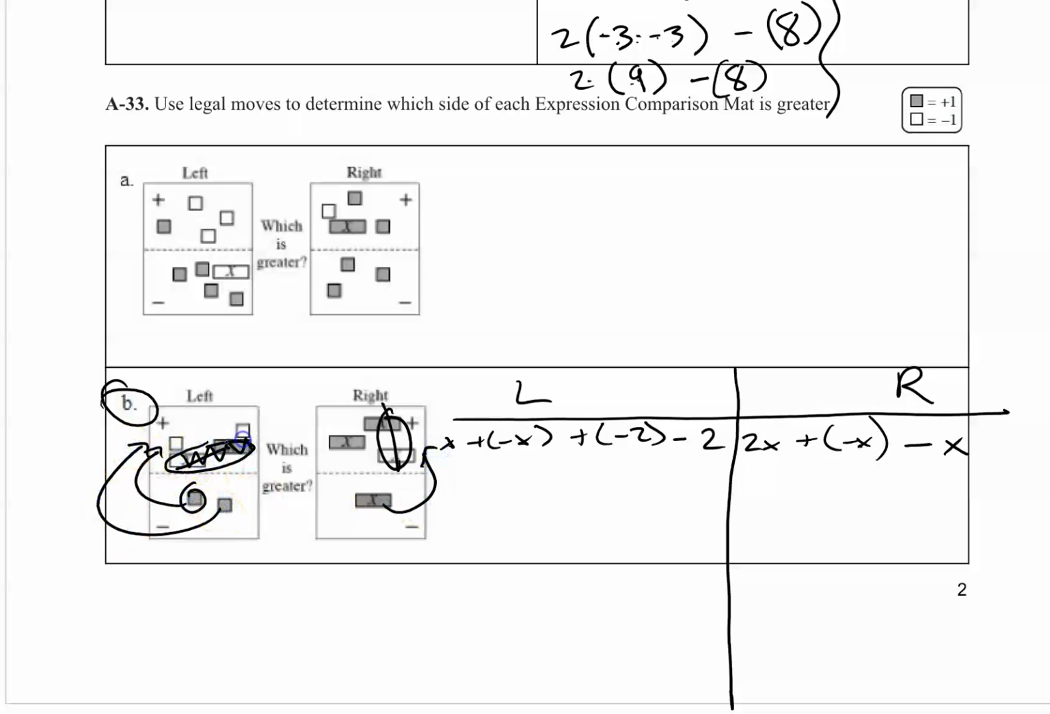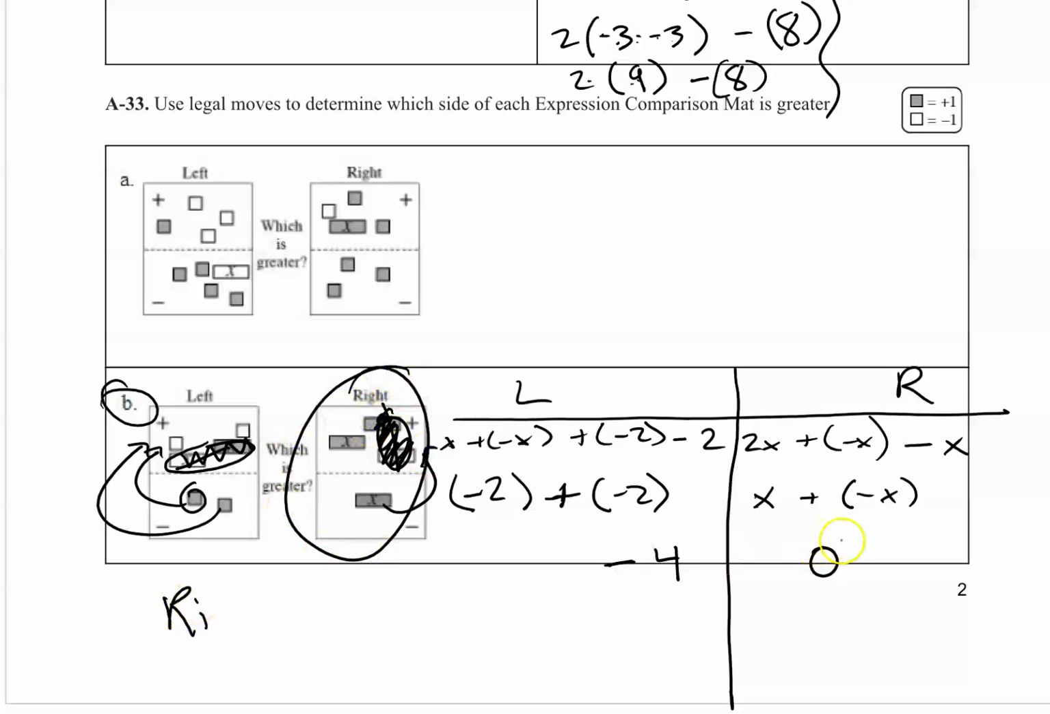So these 0 pairs are gone, and we have negative 2 plus, when these come up to the plus region, it's now plus negative 2. Over here on the right, the 0 pair dropped out, so we have x plus, this gets flipped to become negative x. All right, now x plus negative x, a number plus its opposite, that's 0. Over here we have negative 2, adding on negative 2, that makes negative 4, like 4 white tiles, right? So you can see that the right is greater. 0 is bigger than a negative number.